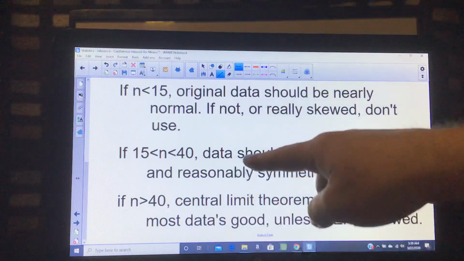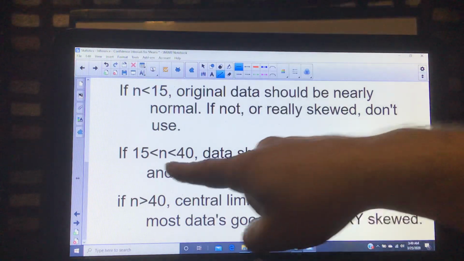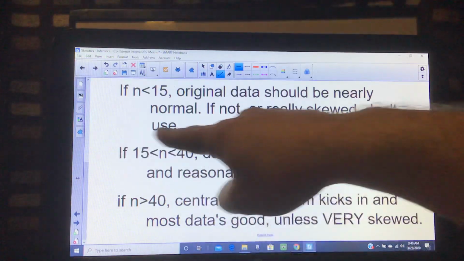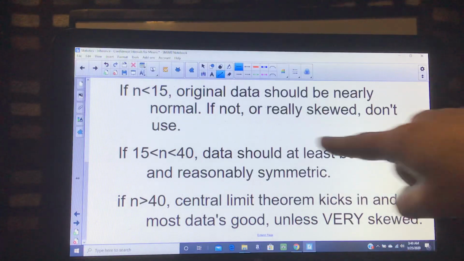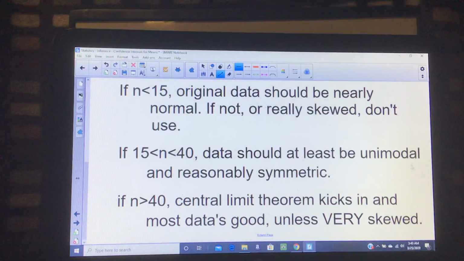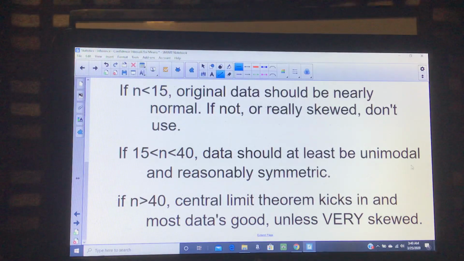The next condition is if you're between 15 and 40. If you're between 15 and 40, you're usually good to go so long as the original data looks somewhat unimodal and symmetric. It doesn't have to be perfect, just kind of unimodal and symmetric. For our car example, we're in this category. So we have to check the original data. But you'll see that the original data is not perfectly normal, but it has a unimodal symmetric look.